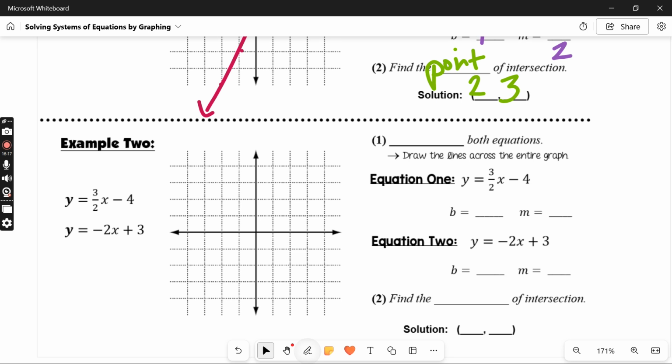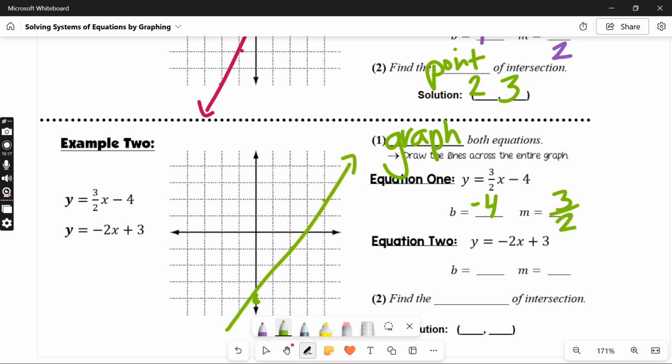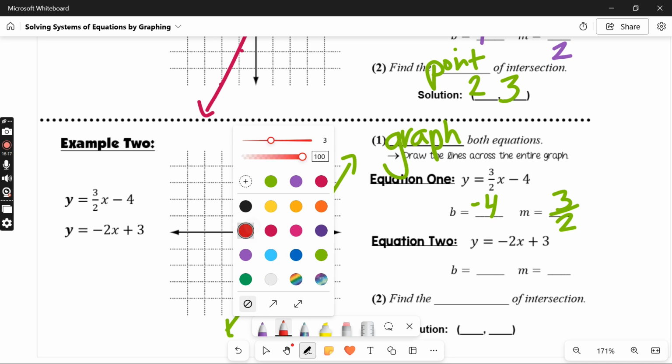So we're going to graph both equations. We have y equals 3/2 x minus 4. Our y-intercept is negative 4, and our slope is 3/2. So I'm going to start at negative 4, and then from negative 4, I'm going to go up 3, right 2, as many times as I can. If I try to go the opposite way, I can't go down 3, so those are all the points I can do. Remember that you must have at least 2 points.